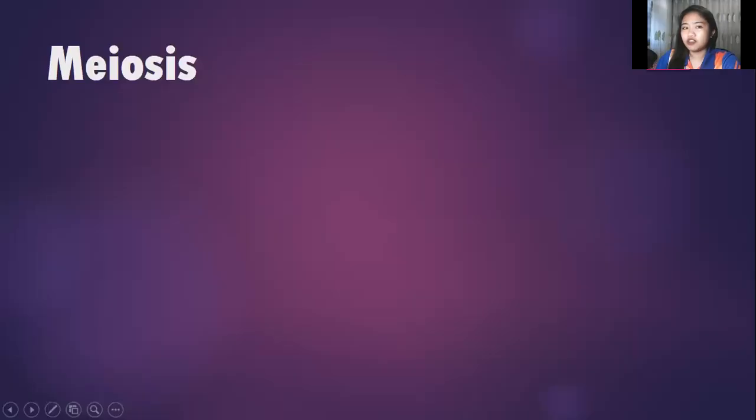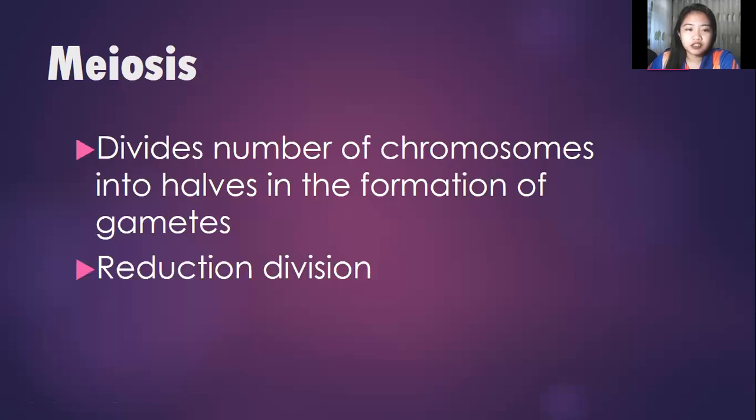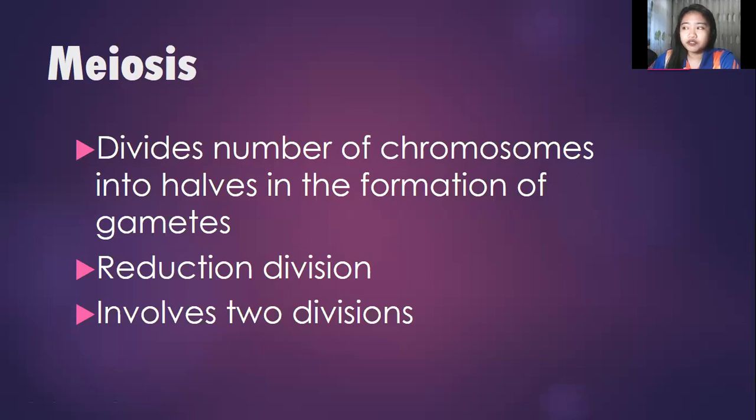Now let's talk about meiosis. Meiosis is the process that divides the number of chromosomes into halves in the formation of gametes. It is a reductional division. It involves two divisions, meiosis 1 and meiosis 2. Our sex cells undergo two rounds of division so that the number of chromosomes is reduced into half. Okay?